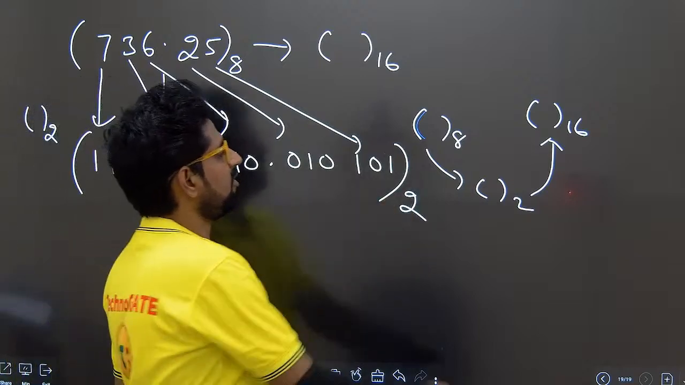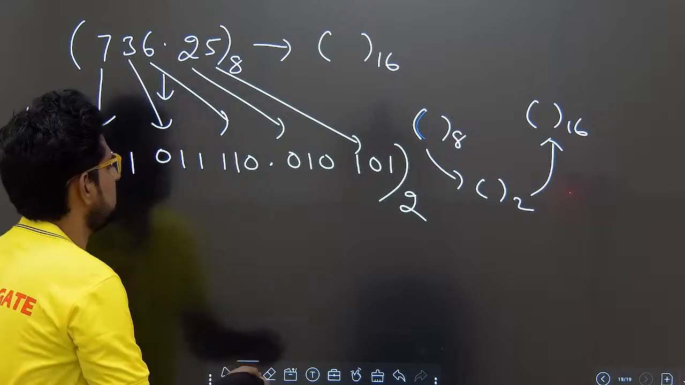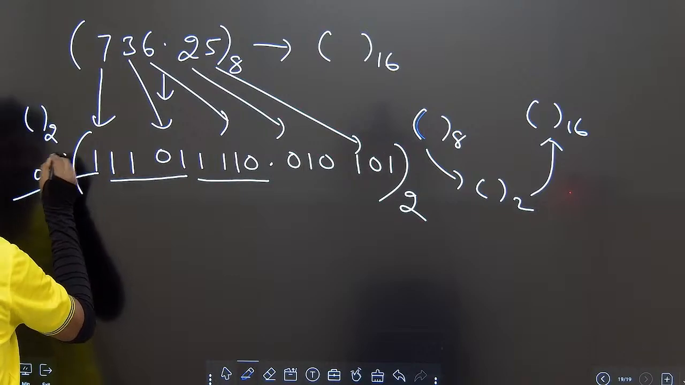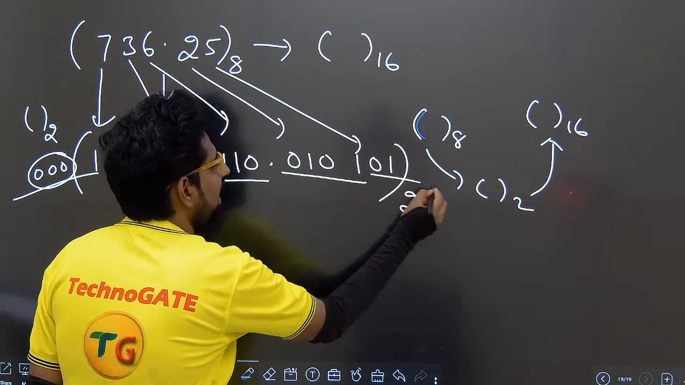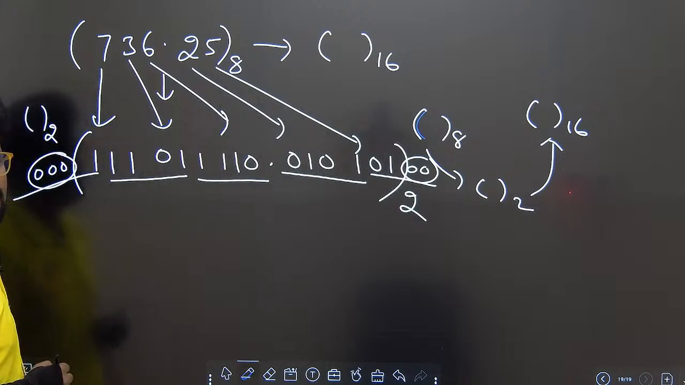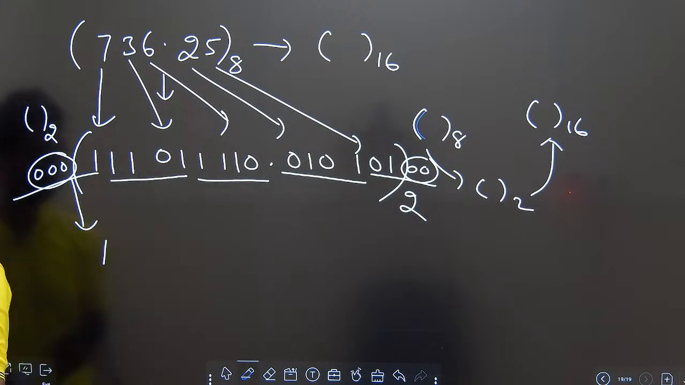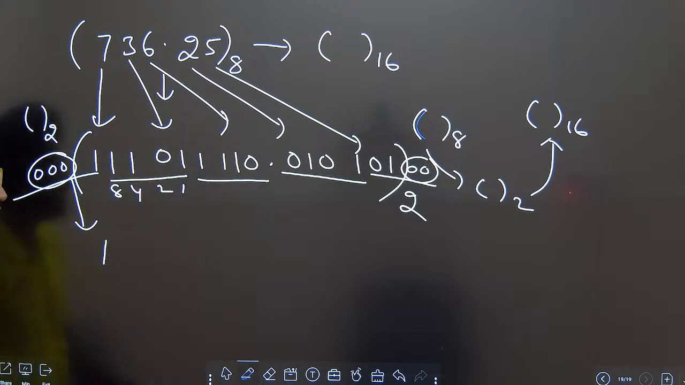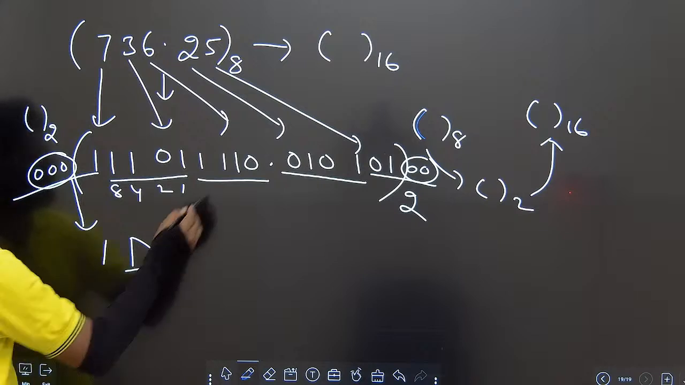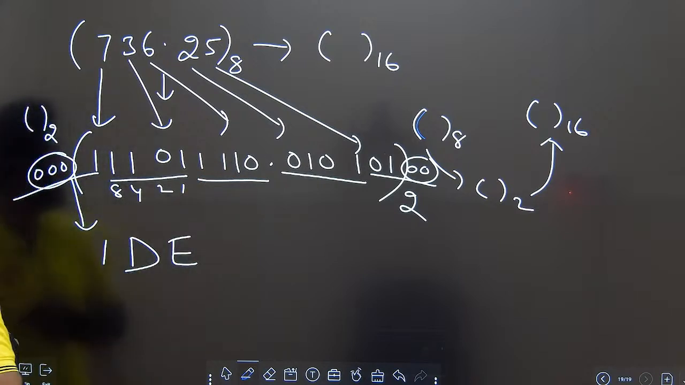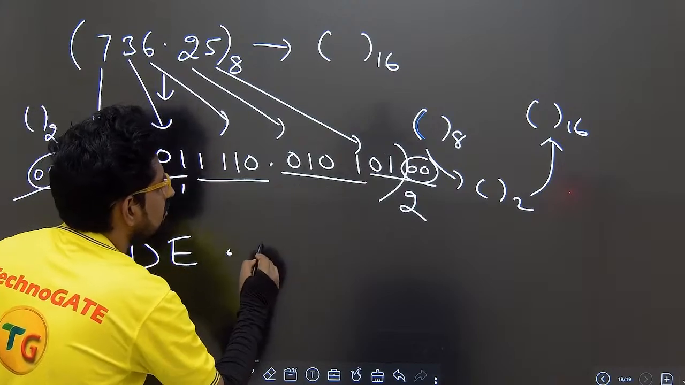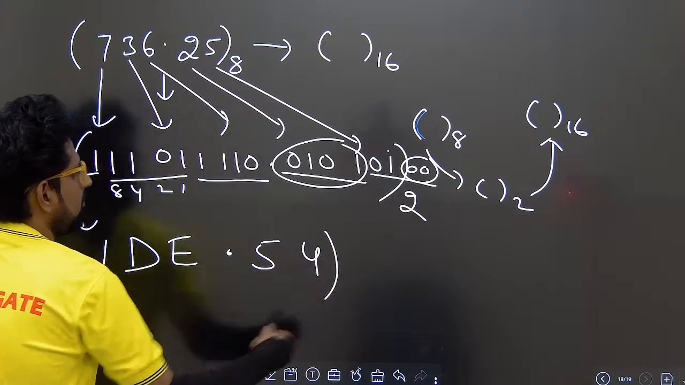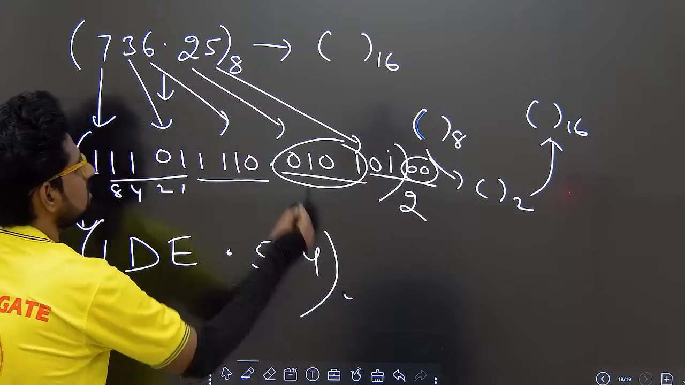Now base 2 should be converted into 16. 2 to 16 means 4 digits we have to collect. 4 digits, again lack of 3 zeros. 4 digits, again lack of 2 zeros. What is the value here? 1. So this value is 1, 2, 4, 8, 13. 13 means what? D. This value is 14. E. Dot. This value is 5. This value is 1, 2, 4. Base how much? Base 16.